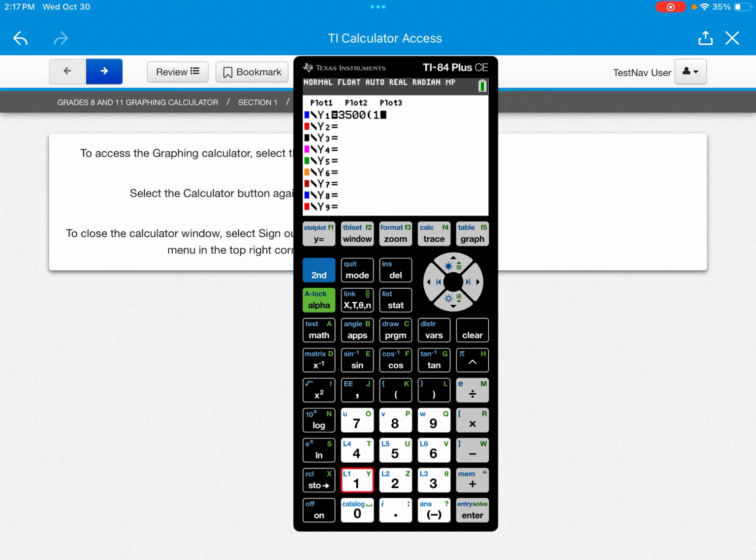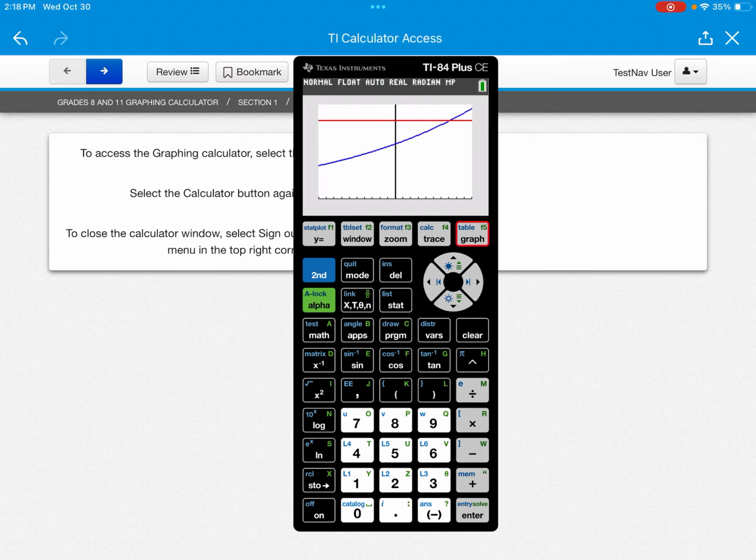So 3,500, 1 plus 0.05 over 12 raised to the power of 12x. And then that other side is 5,000. Okay, when I hit graph on a standard window, Zoom standard, we can't see anything because our account starts at $3,500 and goes up to $5,000. So I need to fix this Y window to be really, really tall. I need at least 5,000, so I'm going to make it go up to 6,000 and graph.